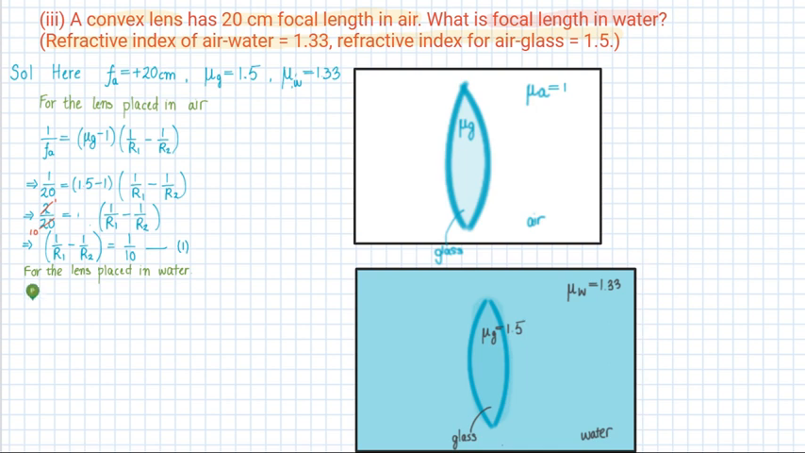So in our case, I'll write down: 1 upon focal length of water equals the refractive index of glass upon the refractive index of water, minus 1, equals 1 upon r1 minus 1 upon r2.